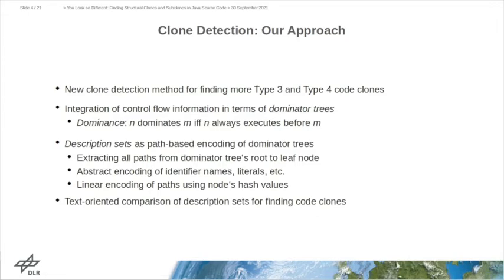Since a dominator tree is a tree, we can simply represent it by a listing of the paths from its root to all of its leaf nodes, called description set. An elaborate encoding of the paths in the description set then allows us to apply text-based comparisons for finding similar paths and therefore similar description sets and therefore code clones.